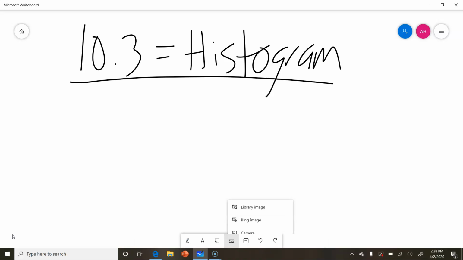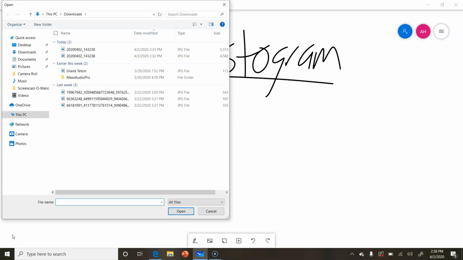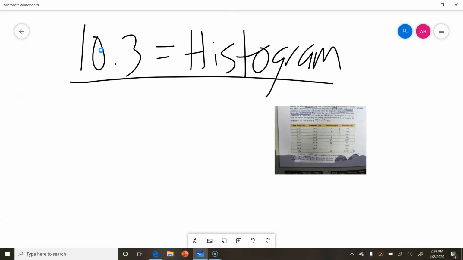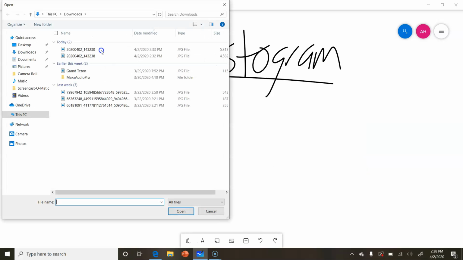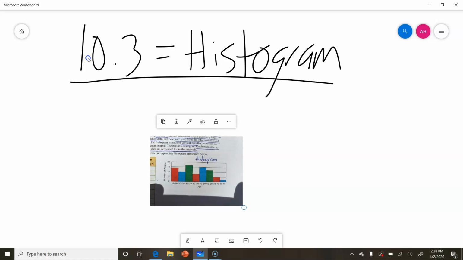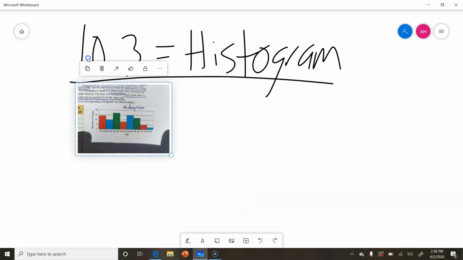So I'm going to try and insert this picture, so bear with me. We'll see how this goes. Maybe? Hey, wrong one. Let's get the other picture. I think we'll, Hey, here we go. Okay, so this is what a histogram looks like.